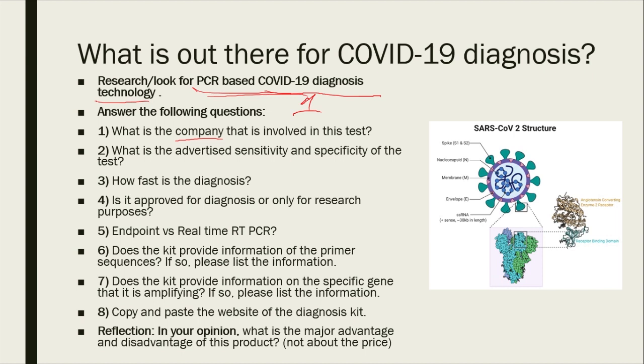Then you go to those websites. They usually have a package insert or product related information, so look at their advertised sensitivity and specificity, right? How much viral load they can detect, and how fast is the reaction? How much time do they advertise from isolation to a read to a data analysis? How fast is that reaction?